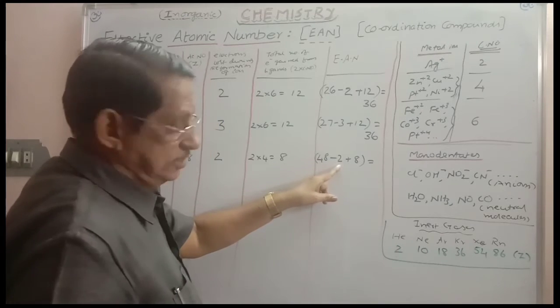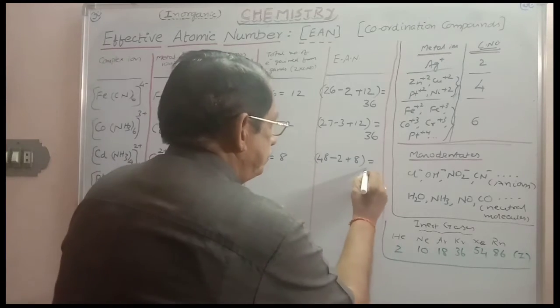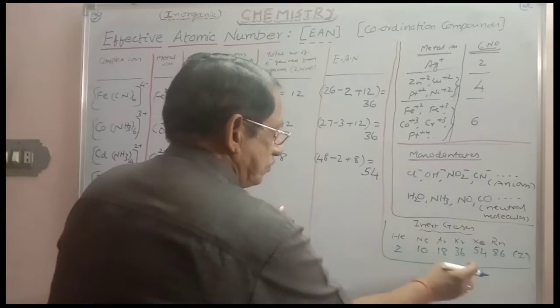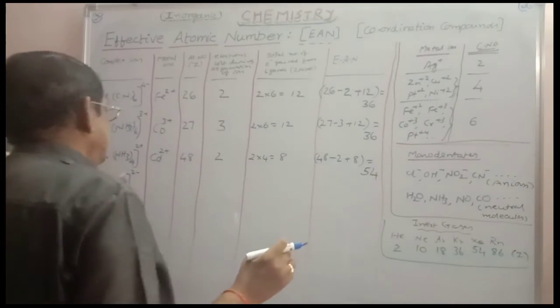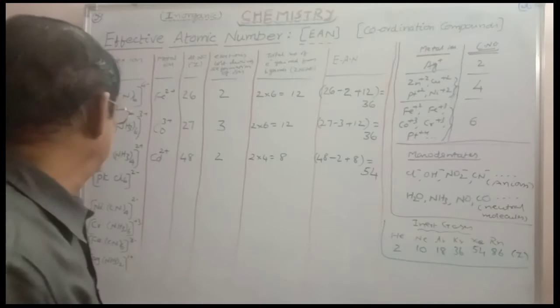48 minus 2, 46 plus 8, 54. What is 54 here? Xenon. So it is attaining xenon's configuration, so it is quite stable.